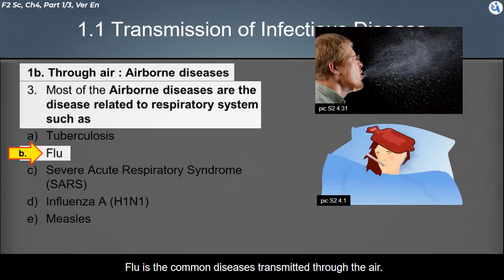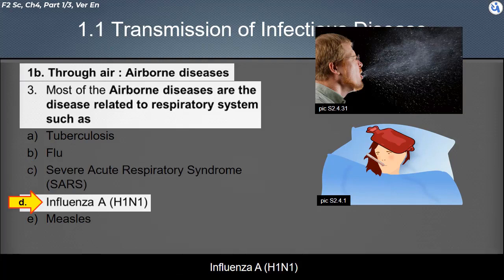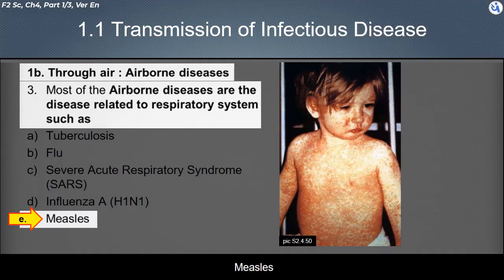Flu is a common disease transmitted through the air. Others include Severe Acute Respiratory Syndrome, SARS, Influenza A, H1N1, and Measles.